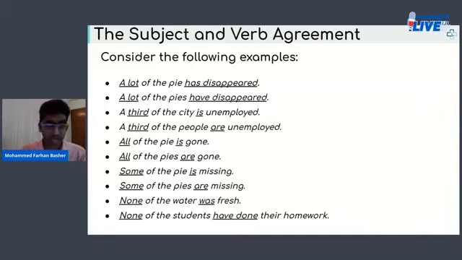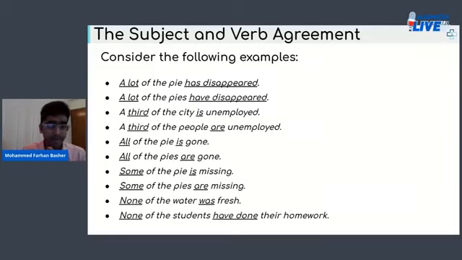All of the pie is gone, again, just like the first example, meaning the entire pie, that one single pie that was baked, is now gone because the pie has already been eaten completely. It's completely devoured, not a single piece of it is left. So all of the pie is gone. But if you're talking about more than one pie, you say all of the pies are gone.